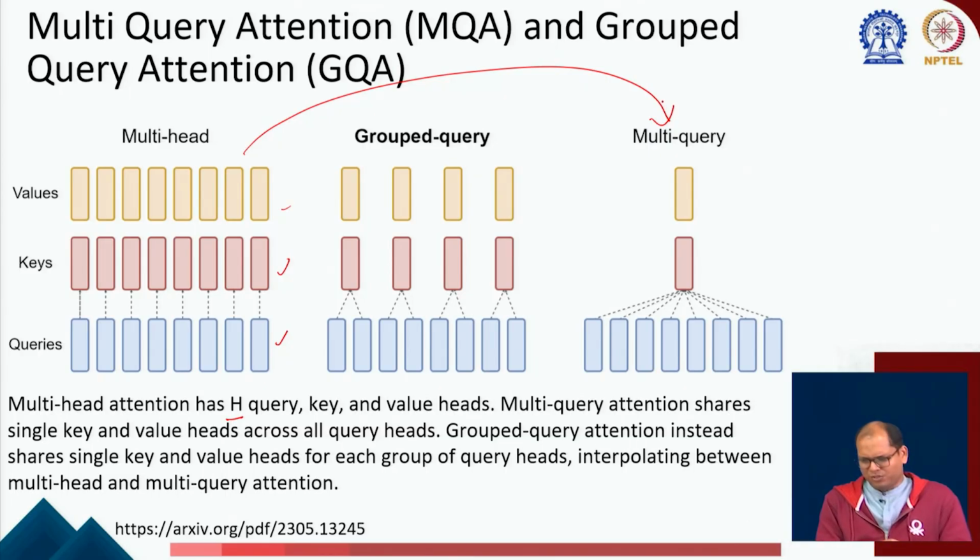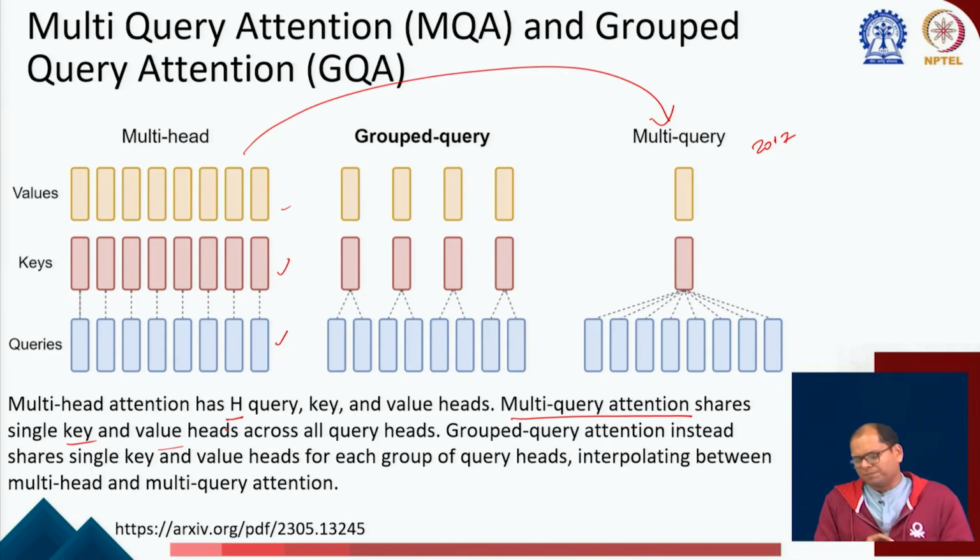Multi-query attention was proposed in 2017 or so. The idea was, what if all the heads share the same key and the same value, but you vary the queries across the heads? The queries vary, but the key and value remain the same. This was multi-query attention. You share a single key and value head across all the query heads.